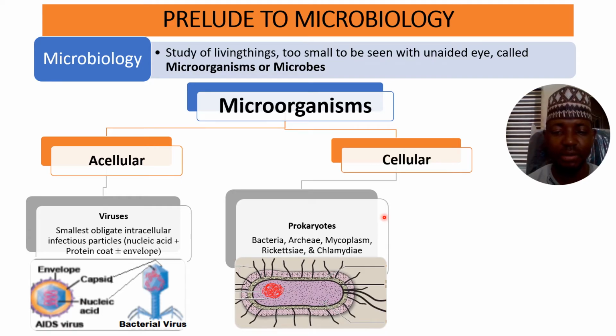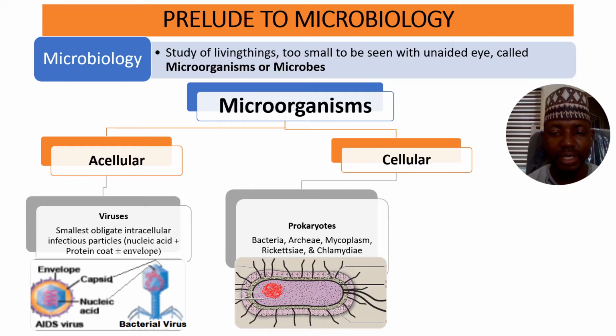Now, this category of microorganisms is generally made up of the bacteria family. We have the true bacteria, we have the extreme bacteria, archaea, we have mycoplasma, which are bacteria that lack a cell wall. We have the smallest group of bacteria, Rickettsia and Chlamydia, which we are going to see during the course of this discussion. So, in essence, the prokaryotes are made up of the bacteria family.